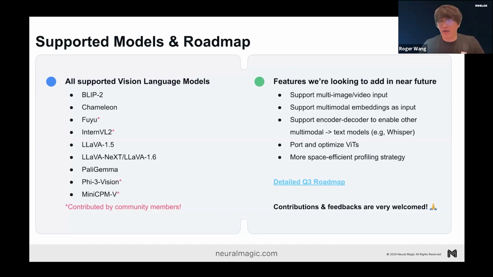And video, in essence, is really just frames of video, so multi-image. And there are also a few more items that they were looking to work on. Whisper is also one of them, to support encoder-decoder multimodal-to-text models. And for the detail, you can check out the link here for the roadmap.